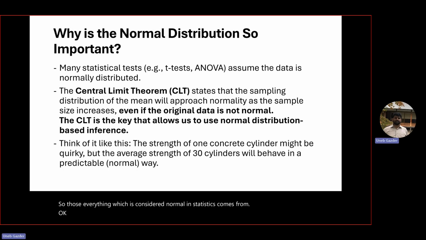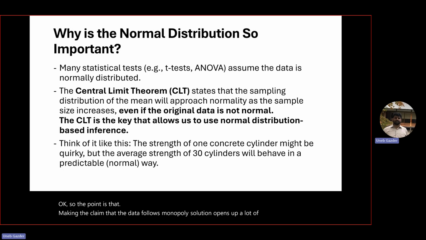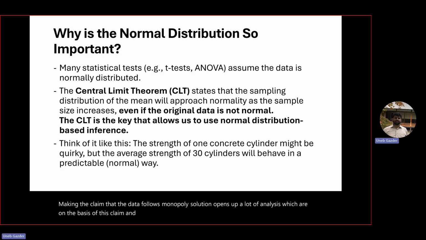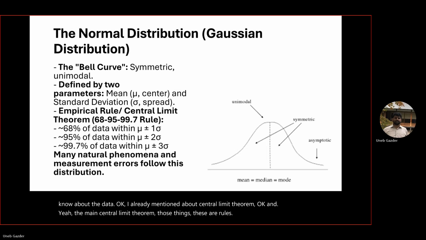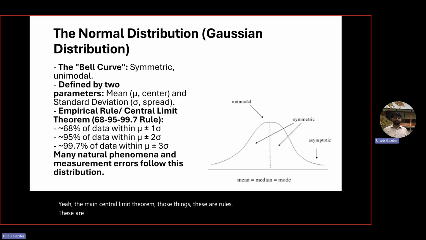So the point is that making the claim that the data follows normal distribution opens up a lot of analysis which are on the basis of this claim, and then those analysis help you to make claims about the data or to know about the data. Okay, I already mentioned the central limit theorem. These are rules under central limit theorem.